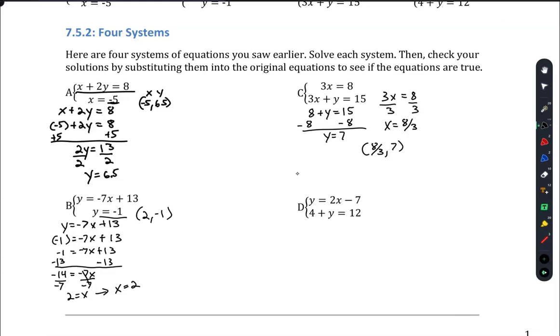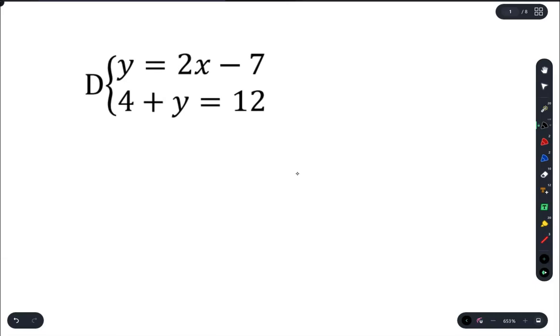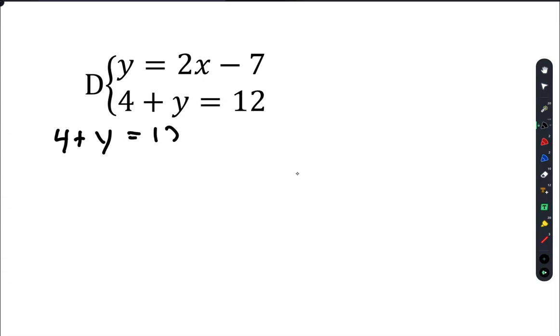Okay, now let's take a look at D here. All right, so I've got 4 plus y is equal to 12, and I have an expression for y right here, this 2x minus 7. So what I'm going to do is rewrite this 4 plus y. Matter of fact, I'm just going to rewrite the whole thing here. And that y I'm going to make bigger. 4 plus parentheses, which is the y, is equal to 12.